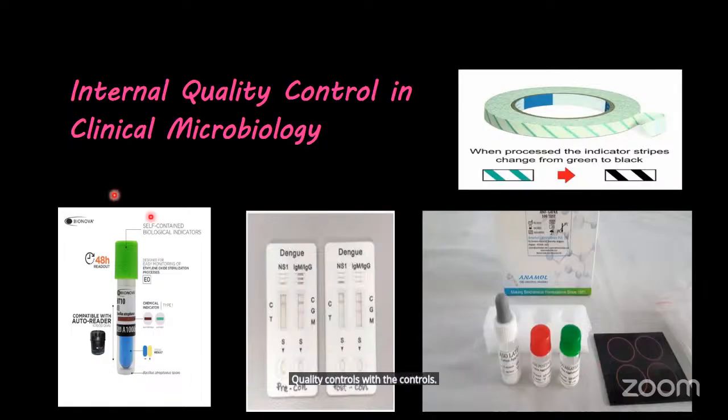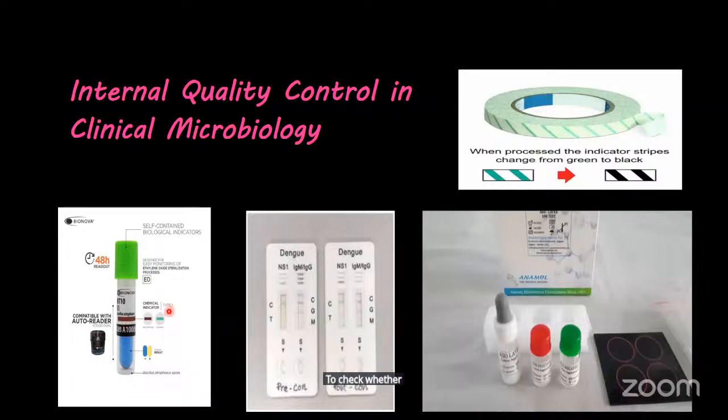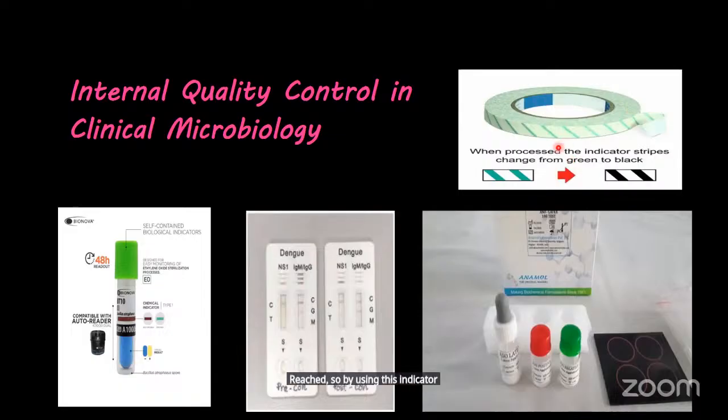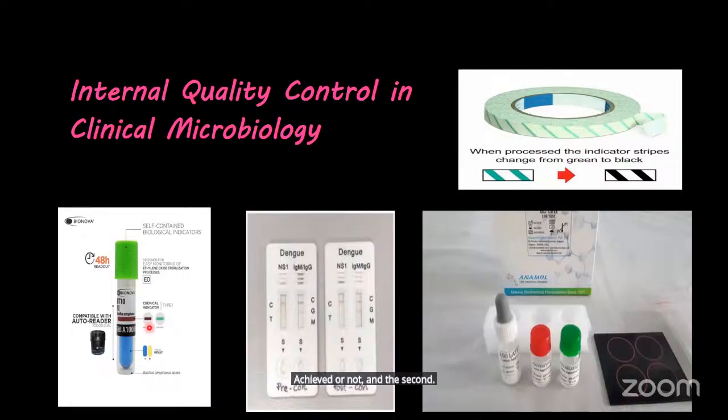Here one example is shown for the QC of the sterilization procedure, to check whether the sterilization procedure is achieved or not. We can monitor whether the temperature has been reached. By using these indicator strips, it helps to note down whether the temperature is achieved or not. And second, we can even use chemical indicators and biological indicators.